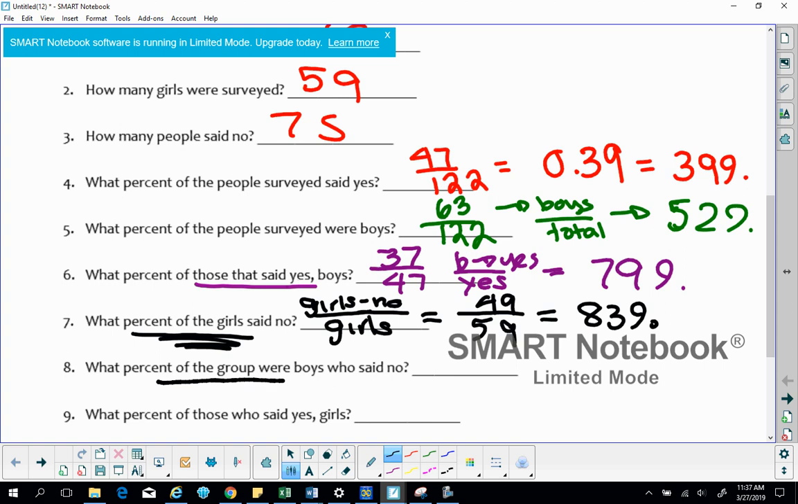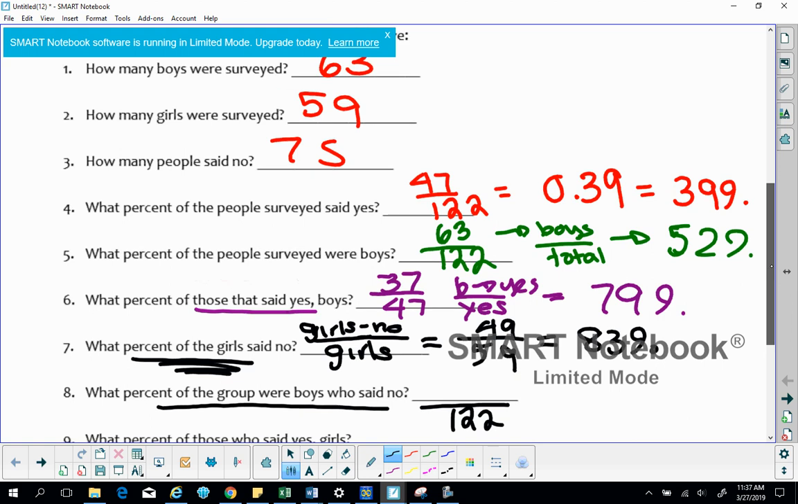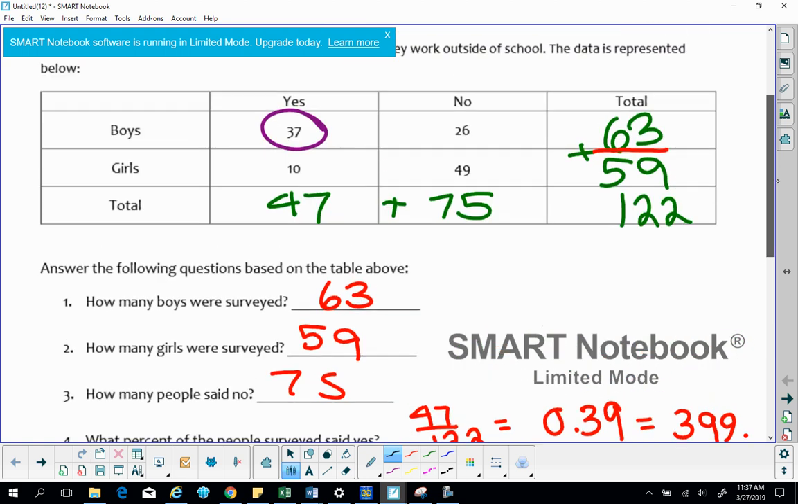So what percent of the group, so the group is the total amount of people. How many people were in this group? Total. 122. How many of them were boys who said no? How many boys said no? We go up here. How many boys said no?